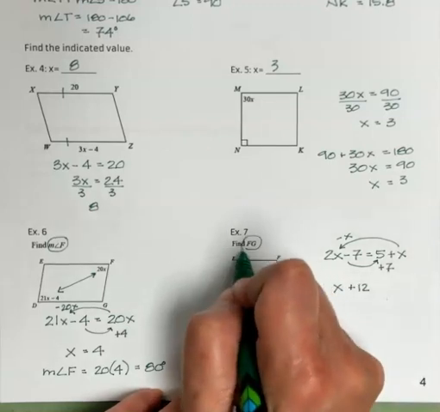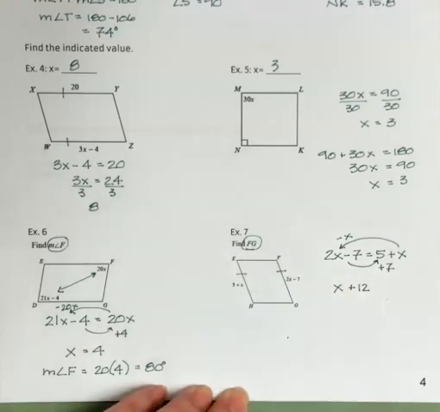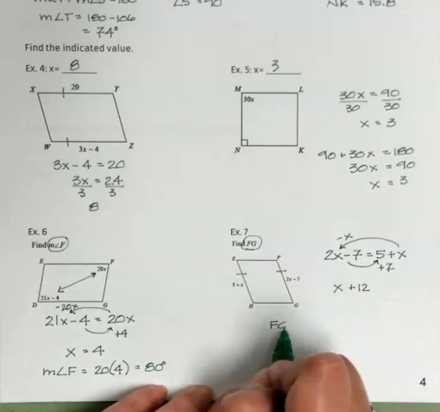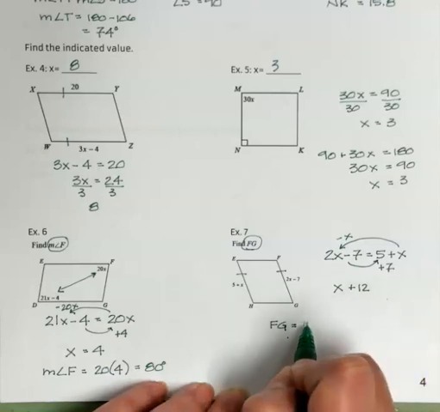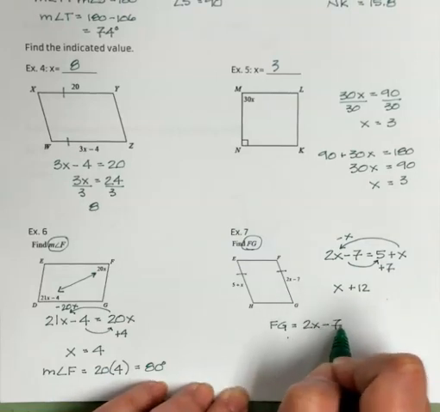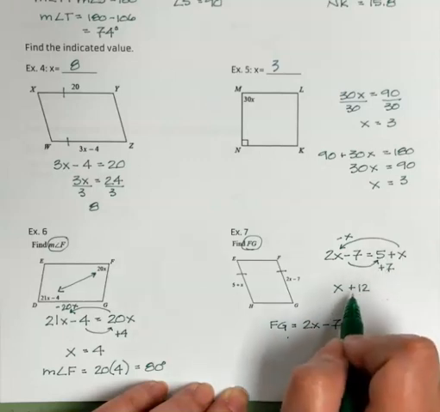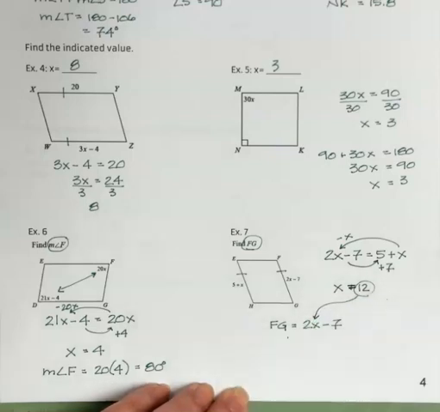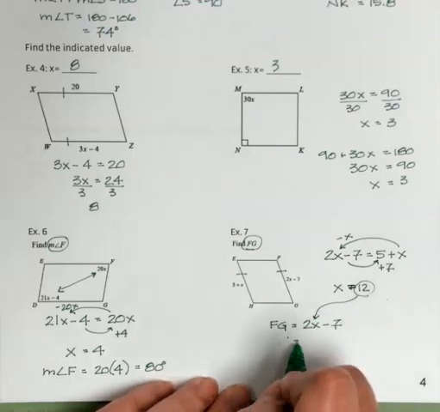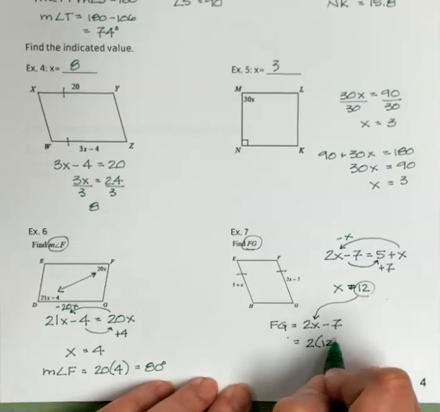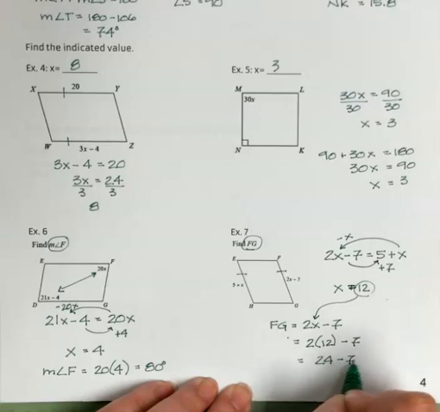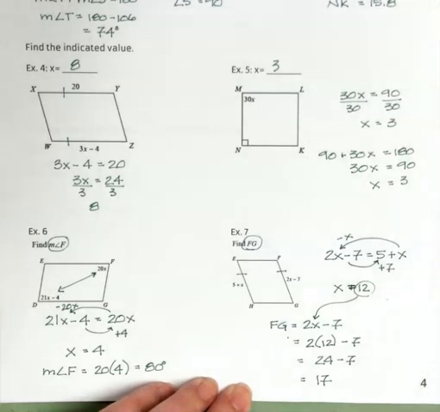But again, I want to find the length of side FG. Side FG equals 2x minus 7. I'm going to take my 12, substitute it in for my x. 2 times 12 minus 7, 24 minus 7, and you get 17.